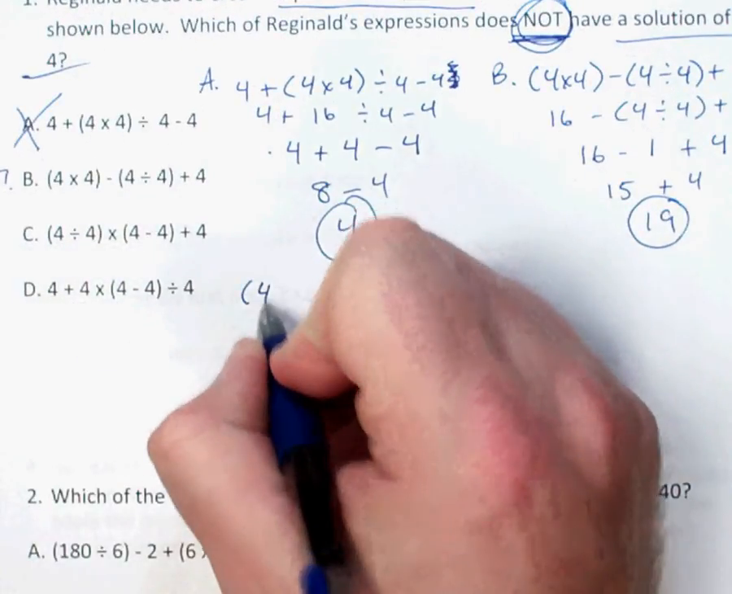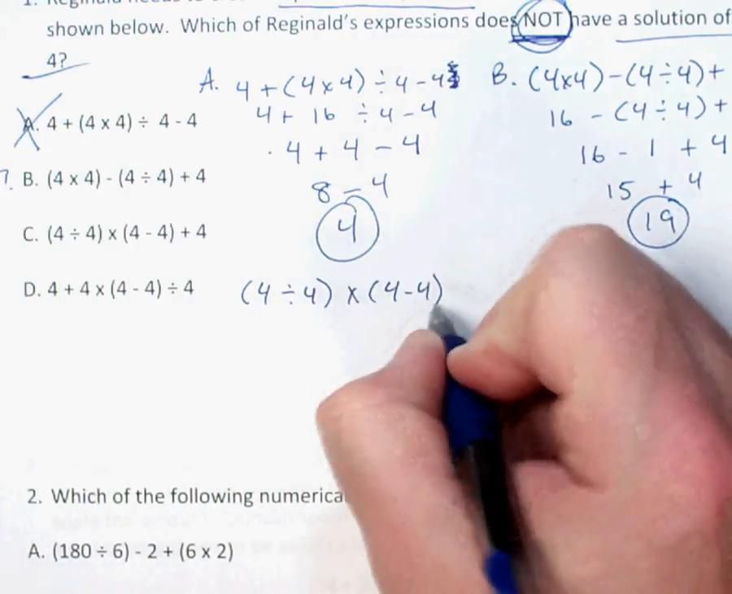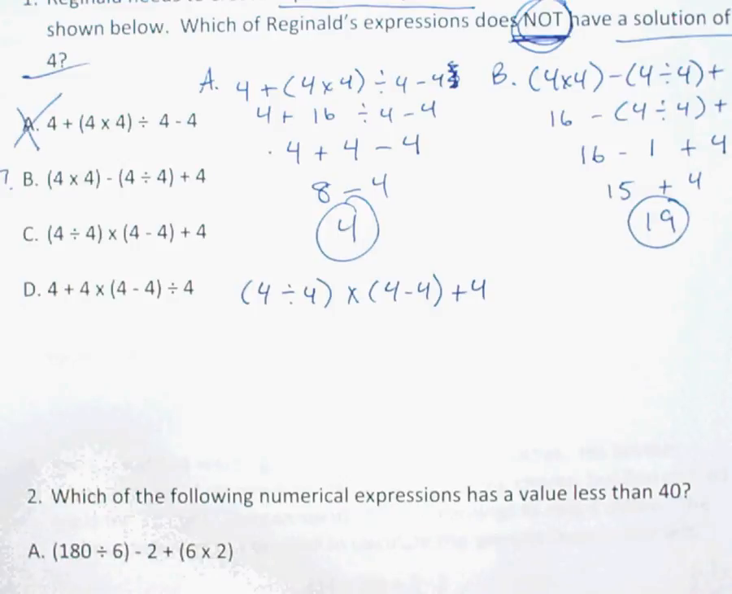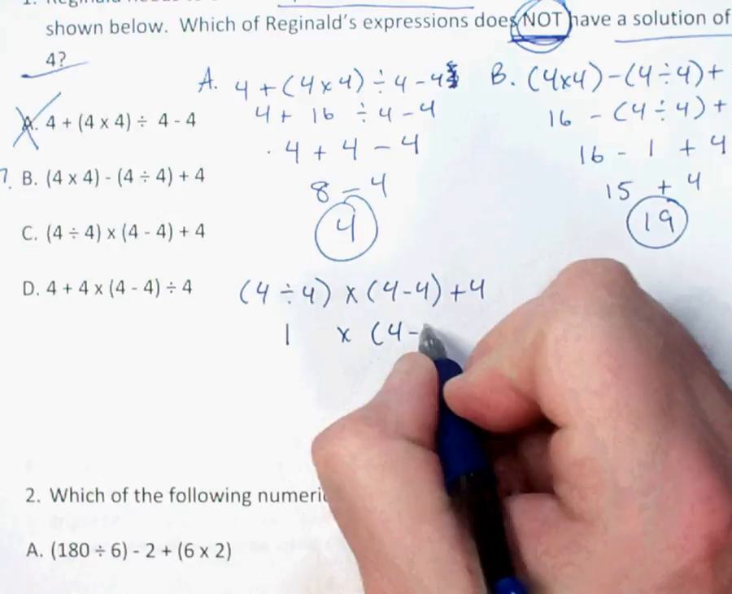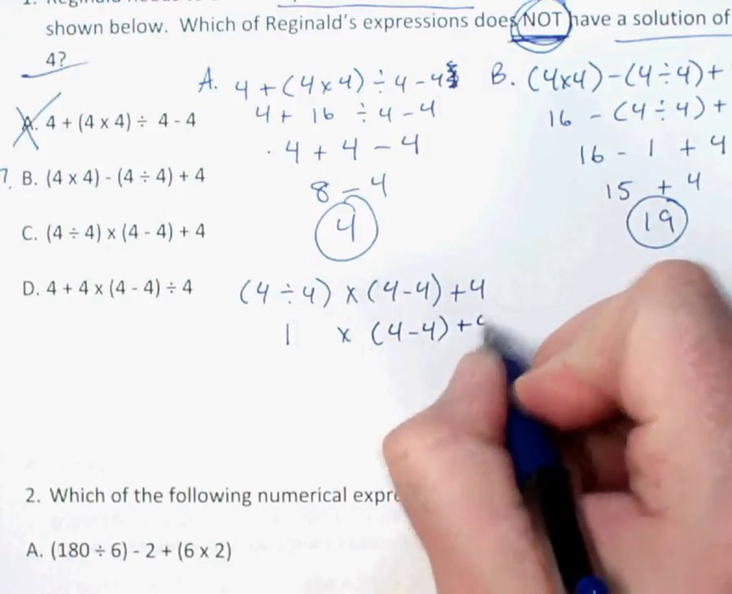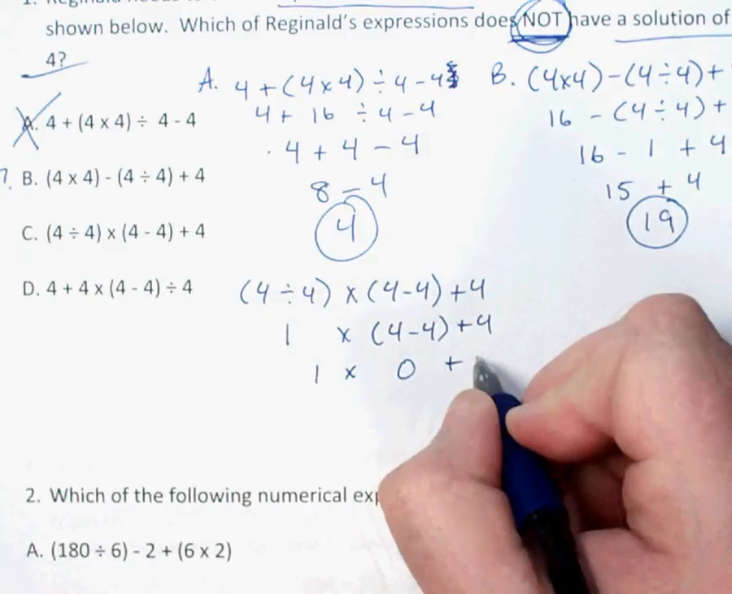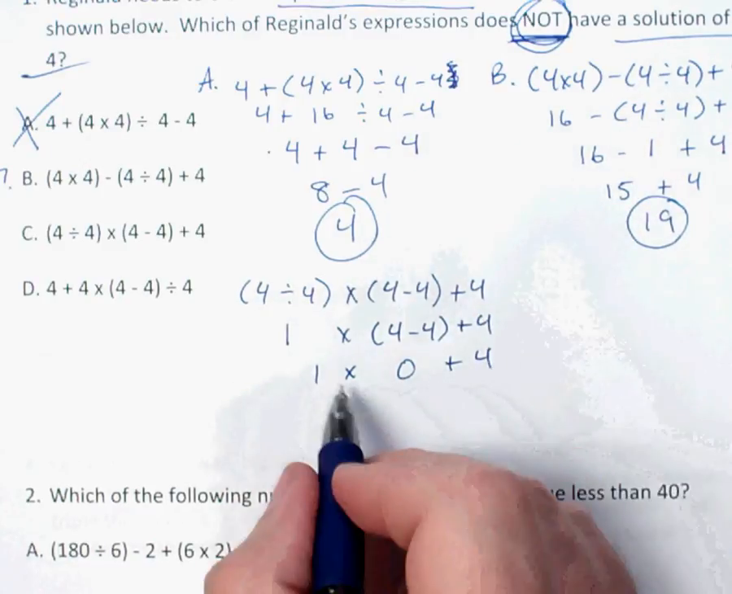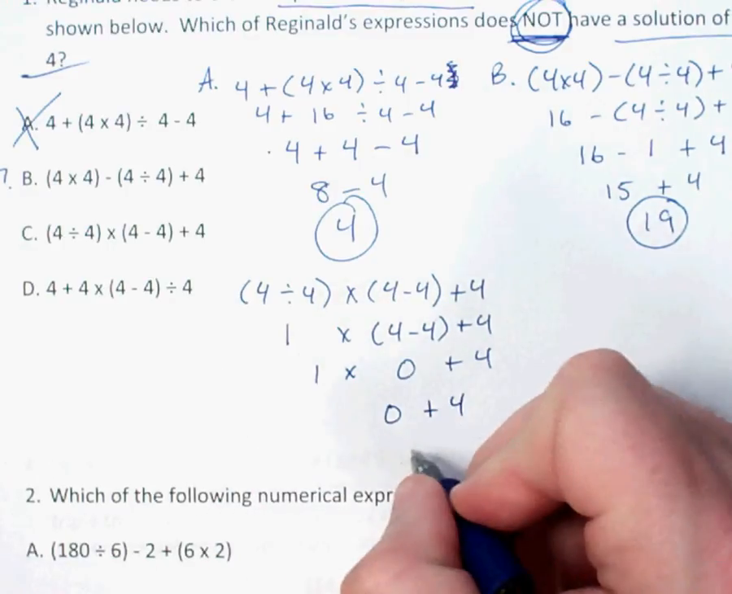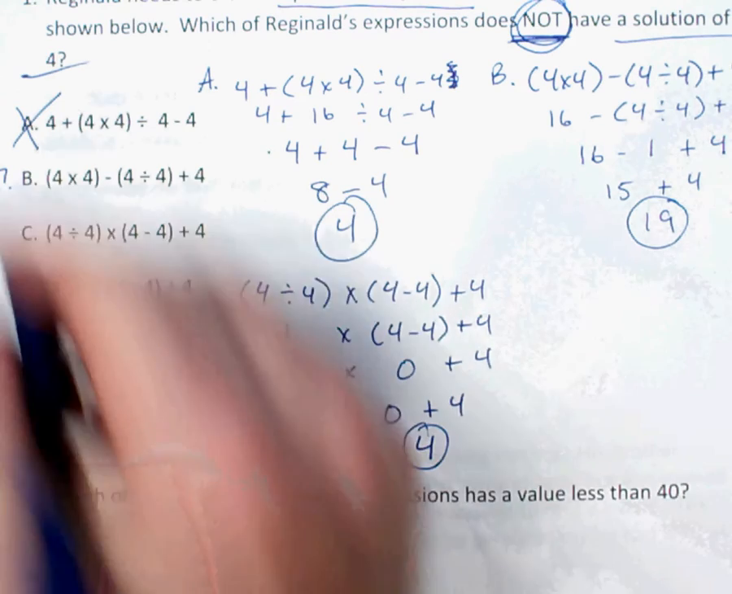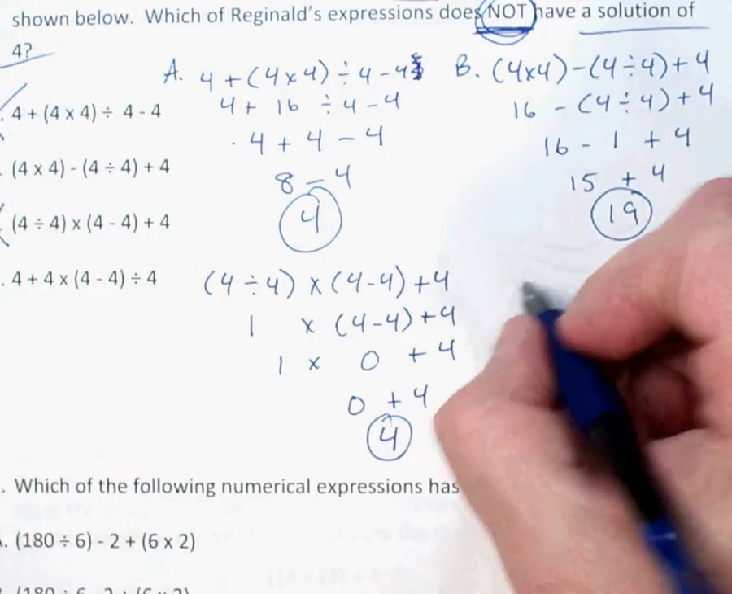All right, so we've got 4 divided by 4 times 4 minus 4 plus 4. Parentheses first. 4 divided by 4 is 1. Second set of parentheses, 4 minus 4 is 0. Then I've got multiplication and addition, so I'm going to do multiplication first. 1 times 0 is 0, plus 4. 0 plus 4 is 4. So C does have a solution of 4. All right, and now for letter D.